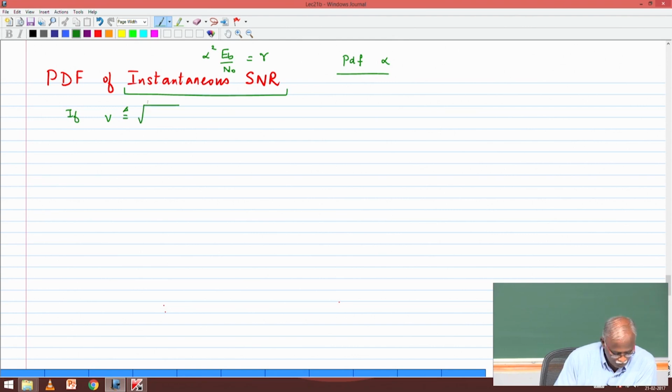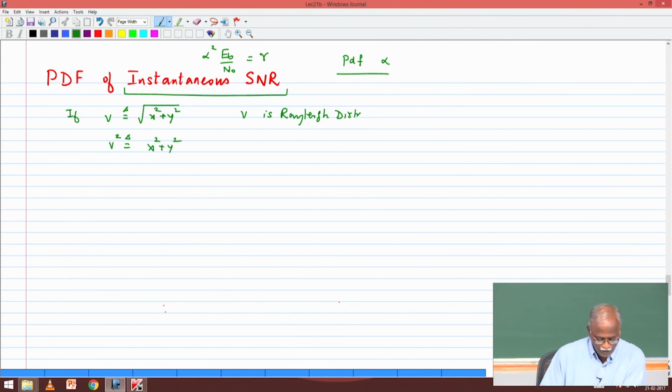V is equal to square root of x squared plus y squared, where x and y are zero mean, IID Gaussian. Then we get the fact that V is Rayleigh distributed. This is well known. Now what happens if I have V equal to x squared plus y squared? Now this is a chi-square distribution with 2 degrees of freedom.